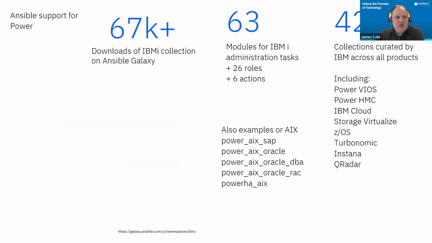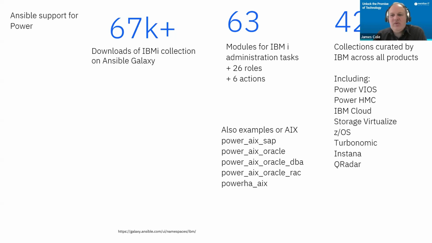In terms of the Galaxy that we mentioned, so the Galaxy for IBM i, the Galaxy is not just IBM Power specific, the Galaxy is a community repository of lots and lots of collections. If we talk specifically about the IBM i collection, it's had over 67,000 downloads. There's obviously things like AIX as well, if you're more specific about IBM Power, but that comprises, at the moment, 26 roles and six actions. And the roles are kind of key as to how you do the playbooks, and we'll see some of that later on.